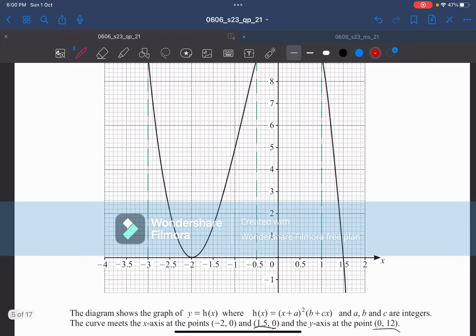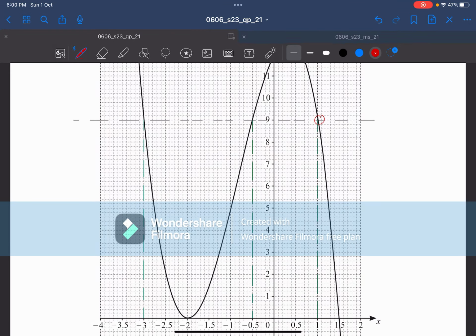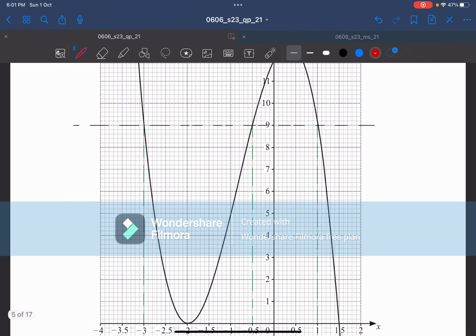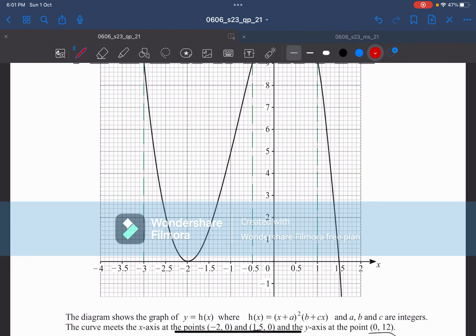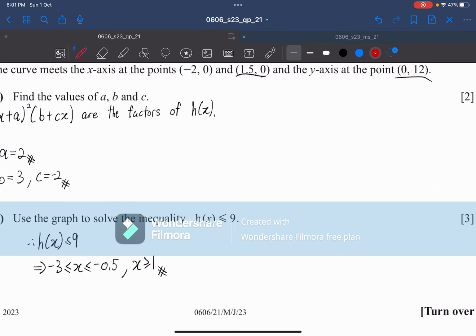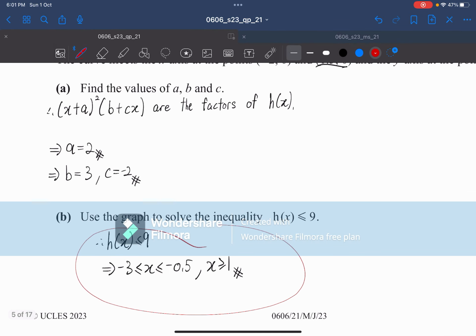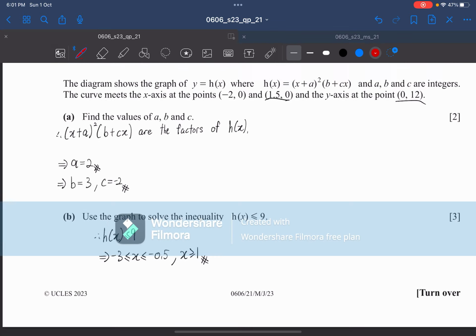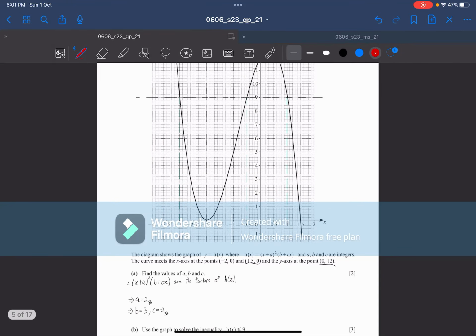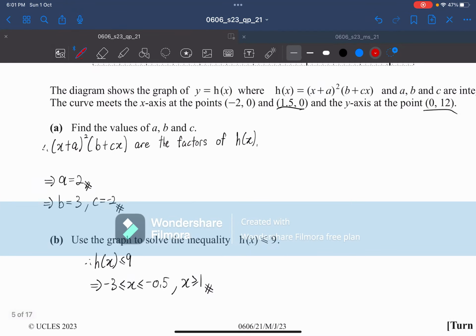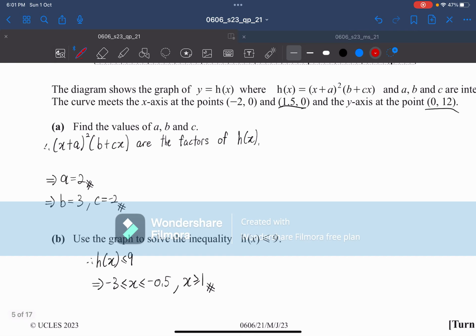And the same thing for here. The next intersection point is over here. So we figured out h(x) less than or equal to 9. Everything over here is less than or equal to 9, which is all the points where x is greater than or equal to 1. So that's how I figured it out. So it's going to be between negative 3 and 0.5, and x greater than or equal to 1, in order to get the inequality for h(x) less than or equal to 9.